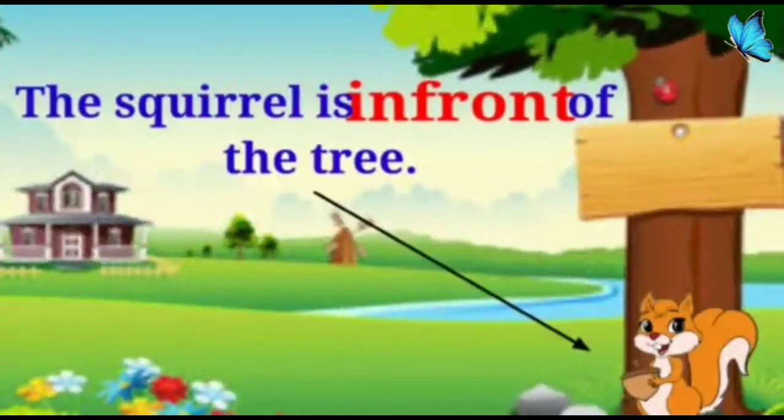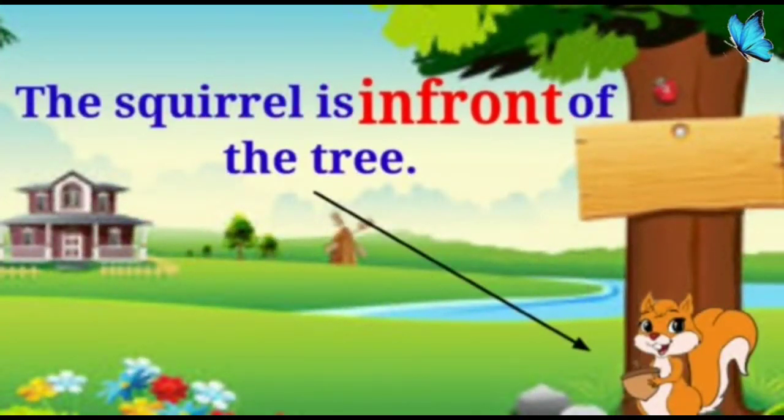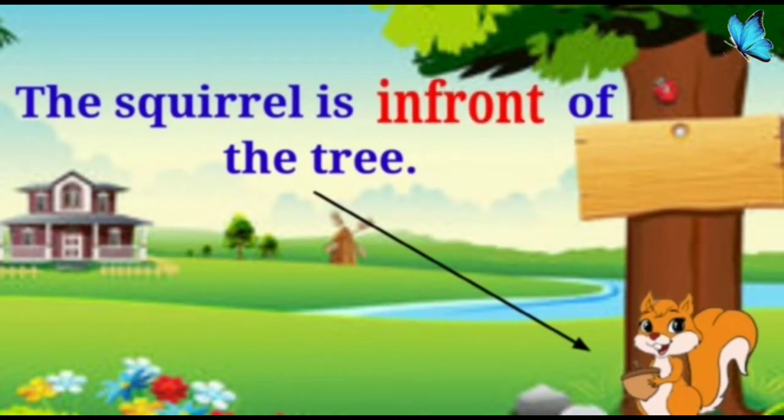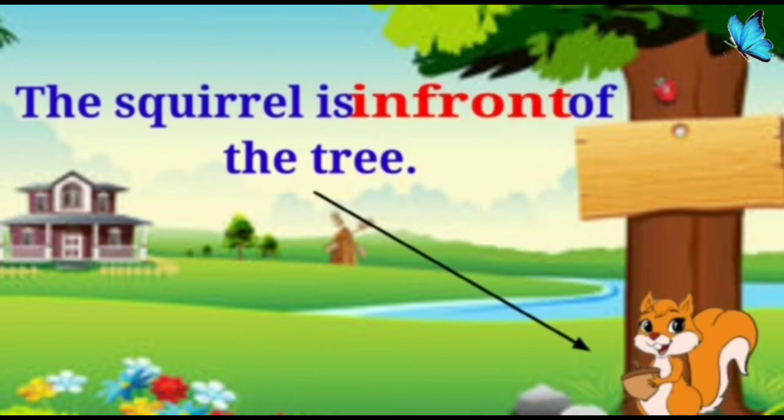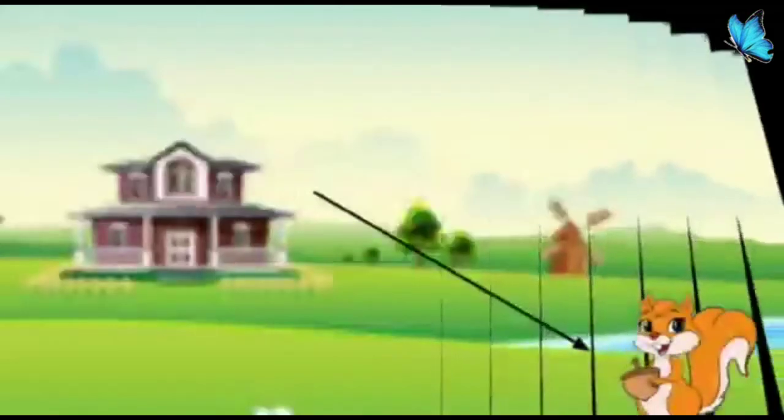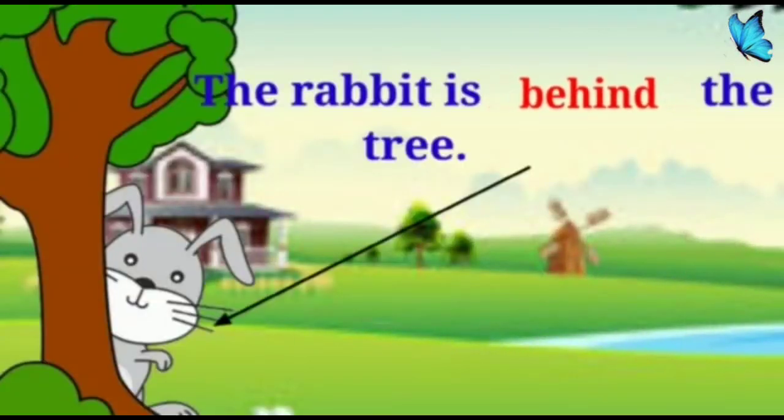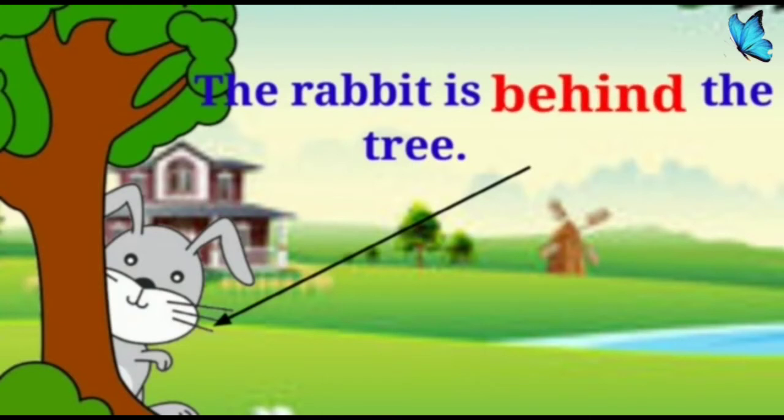The squirrel is in front of the tree. In this sentence, in front is the preposition which tells about the position of the squirrel. The rabbit is behind the tree. In this sentence, behind is the preposition and it tells about the position of the rabbit.